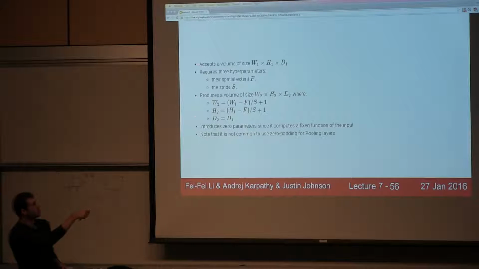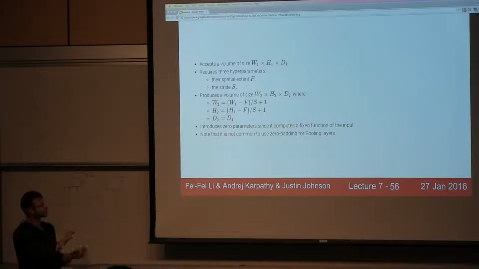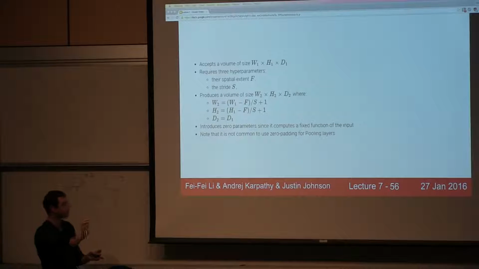So otherwise, the definition of a pooling layer is similar to the conv layer. We accept a volume of activations, W1, H1, D1. We produce a volume of activations, W2, H2, D2. And the only difference is instead of 4 parameters, we're only taking 2 now. We need to know the filter size, the size that we're doing the max operation over, and we need to know at which stride to go as well.